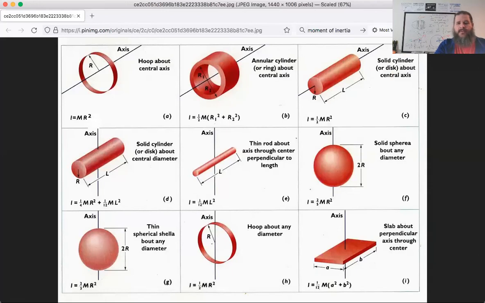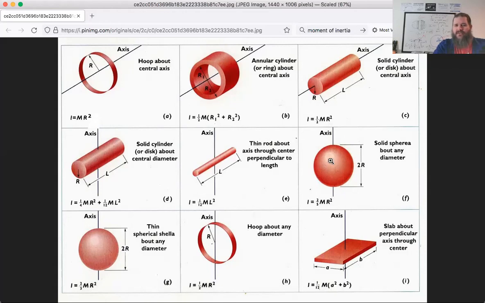So this, for example, would be some of these shapes. If you've got a shape, you can just look up that shape on a data table like this, and it should tell you the formula for it. For example, a ring spinning around its own axis is just going to be mr squared. And in that case, you get the simple mr squared because all the mass of this hoop is one single distance from the pivot point.